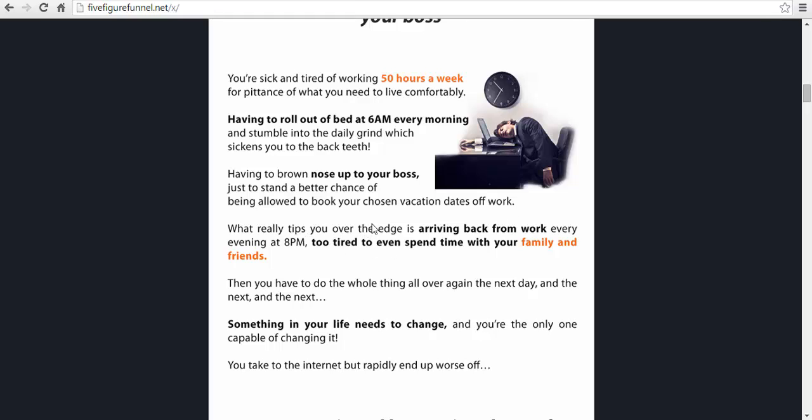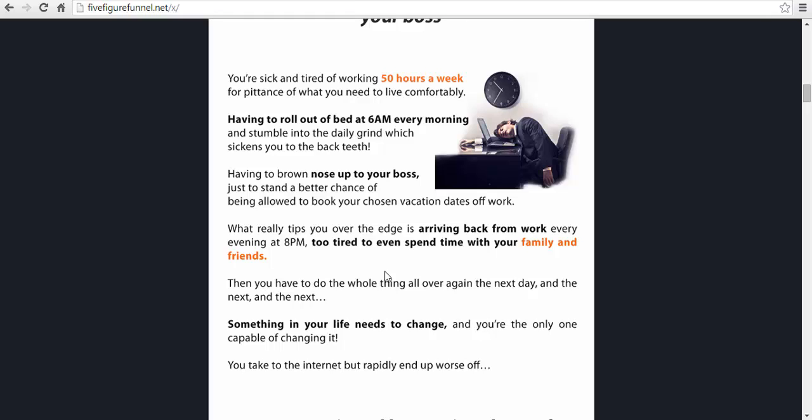What really tips you over the edge is arriving back from work every evening at 8 p.m. too tired to even spend time with your family and friends. Then you have to do the whole thing all over again the next day and the next and the next and so on. Something in your life needs to change and you're the only one capable of changing it. So this is the problem, you know, this is my problem.